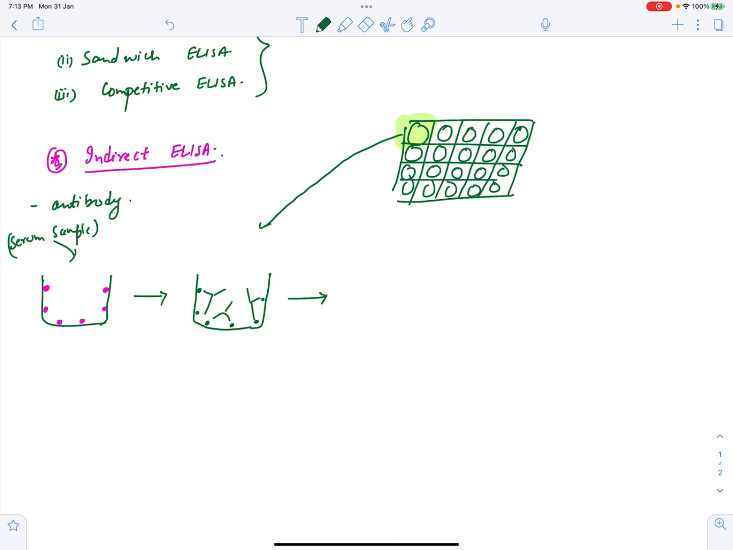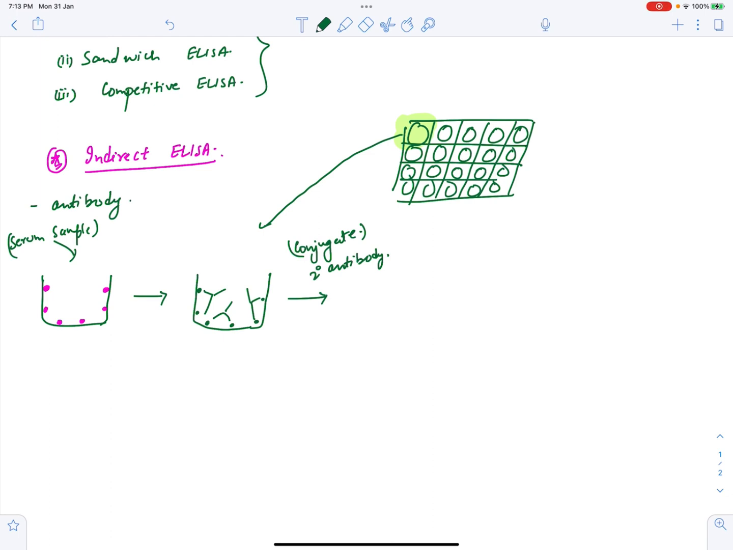You have to add a secondary antibody, which is better known as conjugate, or secondary antibody. Because the primary antibody, where did you get the primary antibody from? The patient sample itself. Okay, after adding the patient sample, you have to add a secondary antibody, which is also known as conjugate.